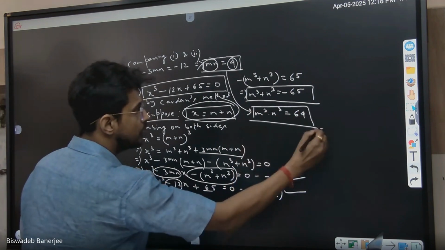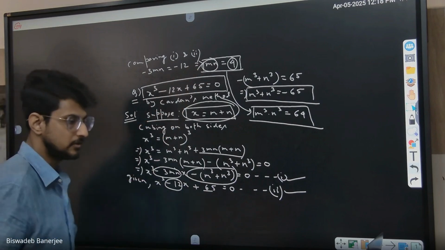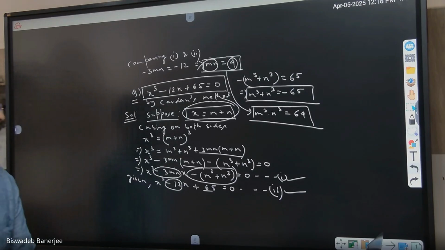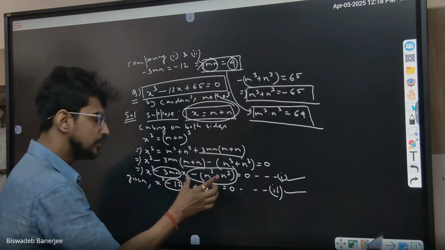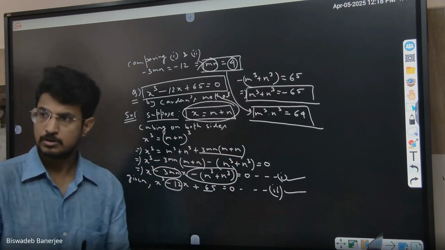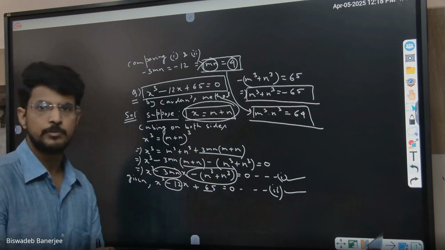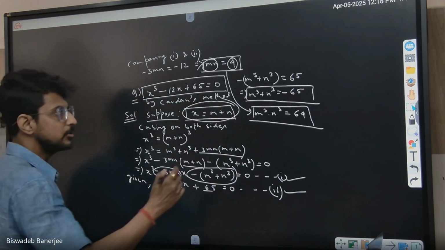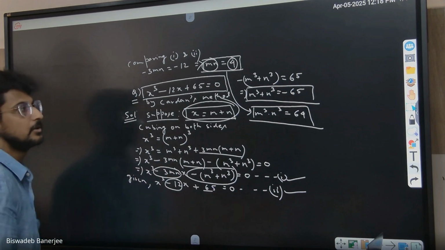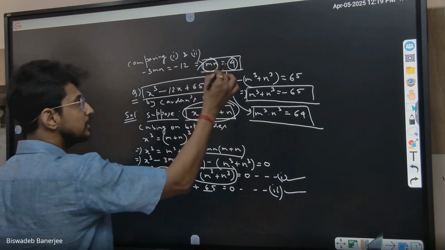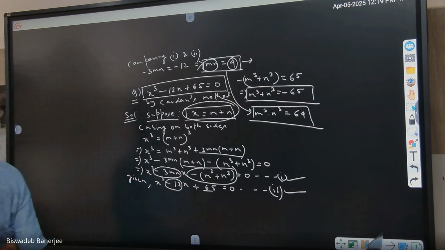Why are we taking cube on both sides? What is the logic behind taking cube on both sides? So we are getting the equations: m cube plus n cube equal to minus 65, and m cube into n cube equal to 64. So we are getting two equations like this. Now, why are we taking cube on this equation?